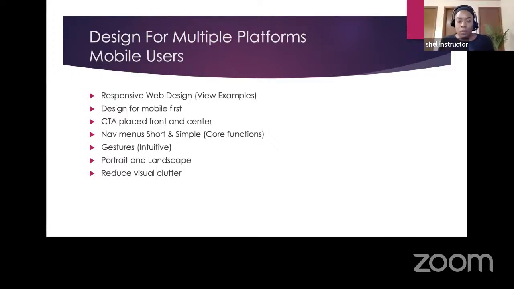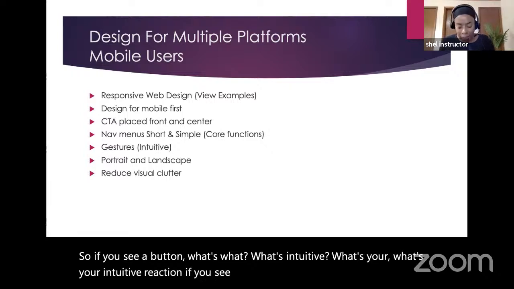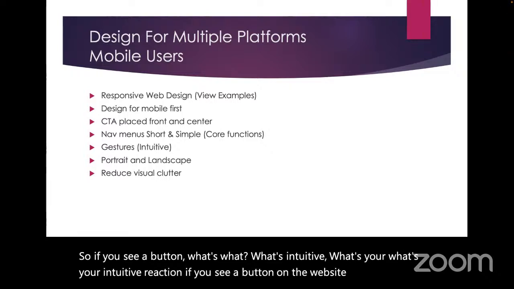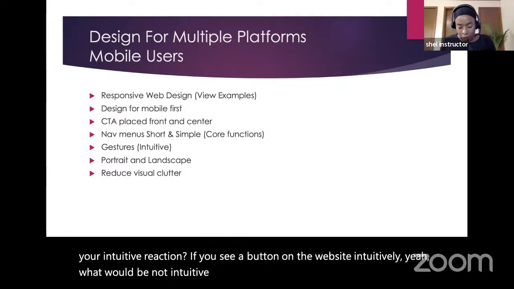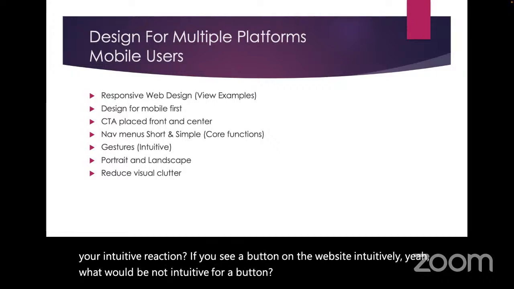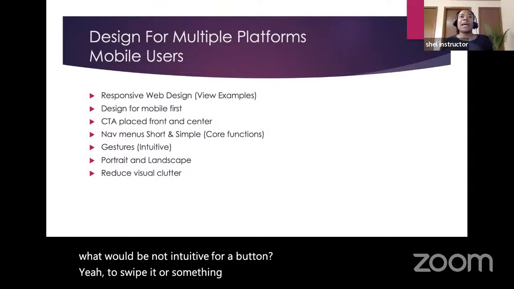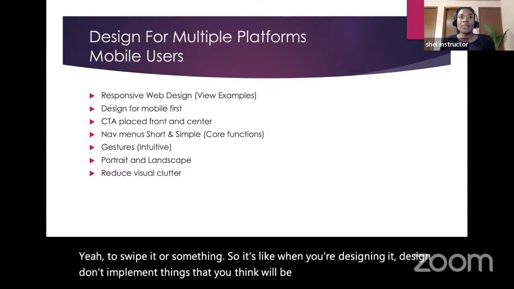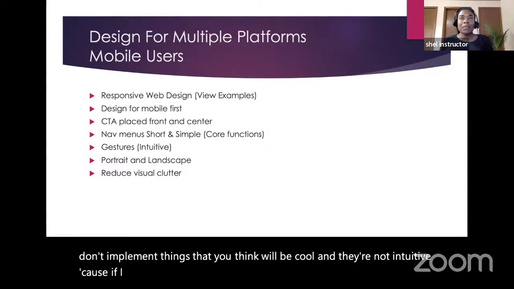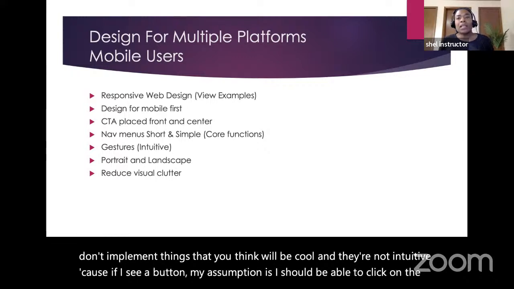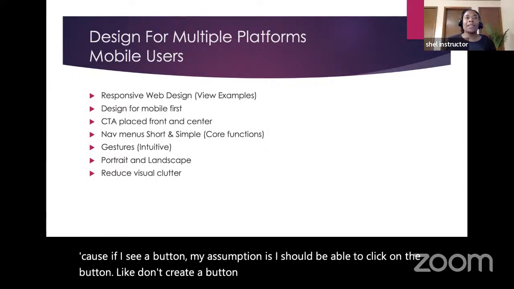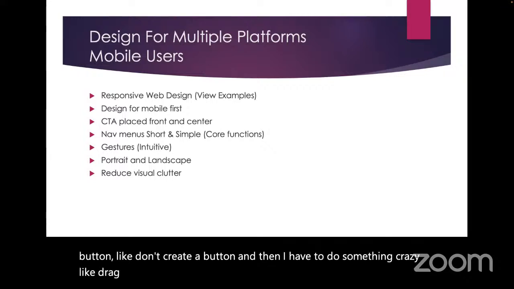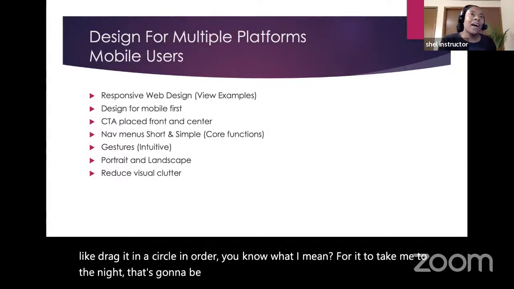So if you see a button, what's intuitive? What's your intuitive reaction if you see a button on a website? Click it. Yeah, what would be not intuitive for a button? Drop it down. Yeah, to swipe it or something. So when you're designing, don't implement things that you think will be cool and they're not intuitive. Because if I see a button, my assumption is I should be able to click on the button. Don't create a button and then I have to do something crazy like drag it in a circle in order to go to the next step. That's going to be frustrating.